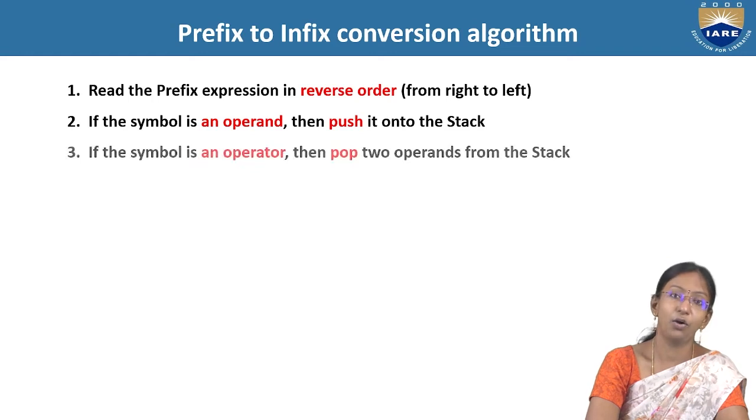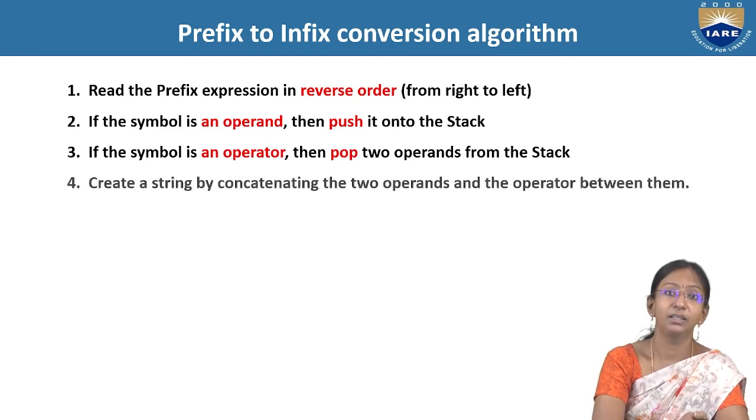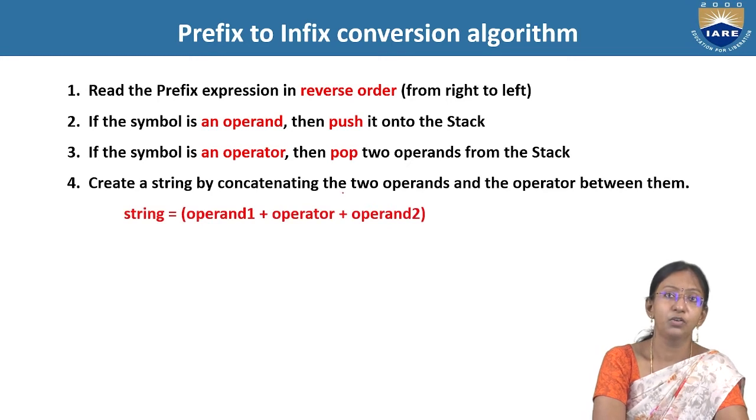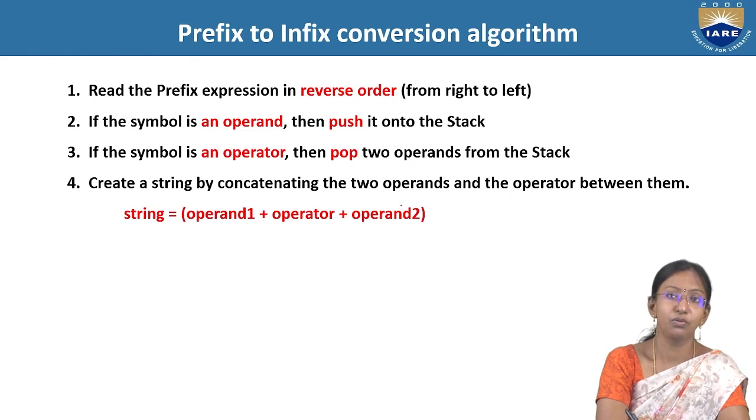But if you encounter an operator, pop two operands from the stack, perform the operation, concatenate using whatever operator you have encountered, and push the result into the stack, right? So top and the element next to the top, you are going to pop, and concatenate them using the operator which you have encountered, placing them within brackets. Guys, have you seen this? I have explicitly mentioned brackets. String is equal to open bracket, operand 1 plus operator plus operand 2, close bracket.